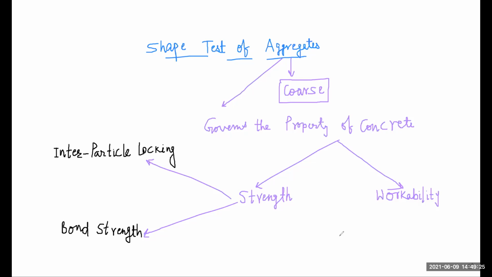Now next is workability. Can anyone say what you mean by workability? That is to work, transport, place, and finish. Okay, you say it is the ease with which we can work. That means my working is either mixing, transporting, placing, or finishing the concrete or the mixture.